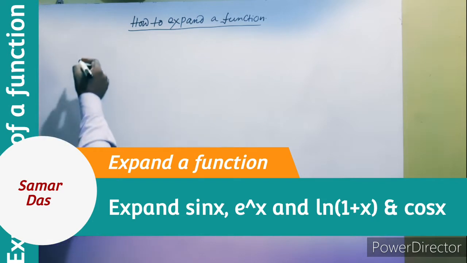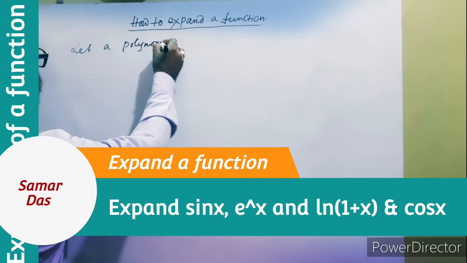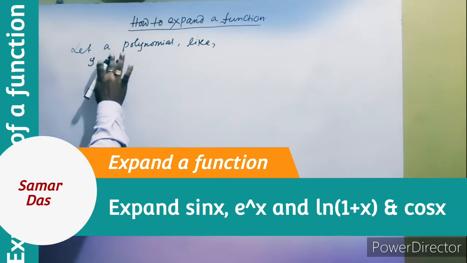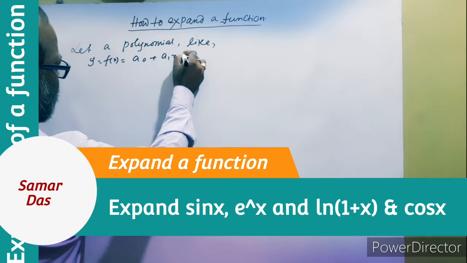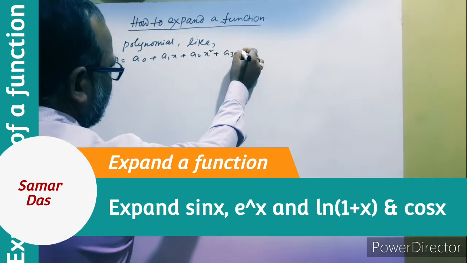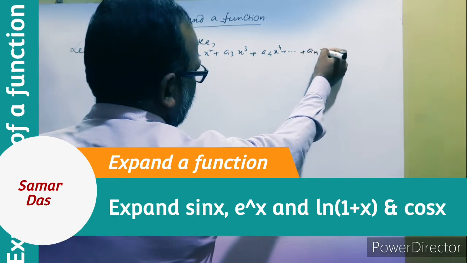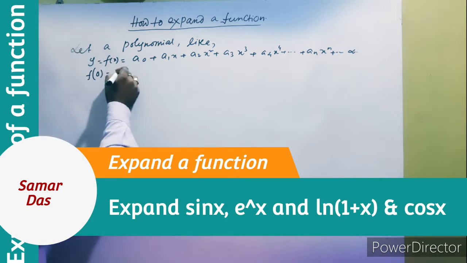Let a polynomial be like y is equal to f of x, that is equal to a naught plus a1x plus a2x square plus a3x cube plus a4x to the power 4 plus dot dot to an x to the power n dot to infinity. Now if we put here 0, then every term is 0 except a naught, so we got here a naught.